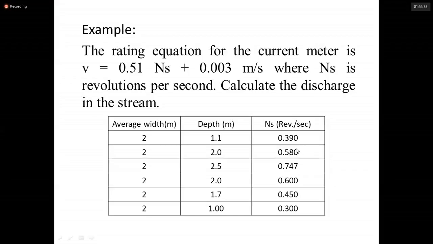In this case, they will give only one value for each section. Why? Maybe it's a shallow stream, so only one value is enough to take as an average value. Here they directly give the width and depth, so you can calculate the area with these two. Then with the number of revolutions, you can calculate the velocity. And velocity into area, you can get discharge. So likewise, you can calculate your discharge.